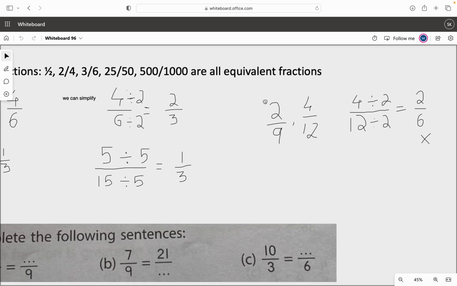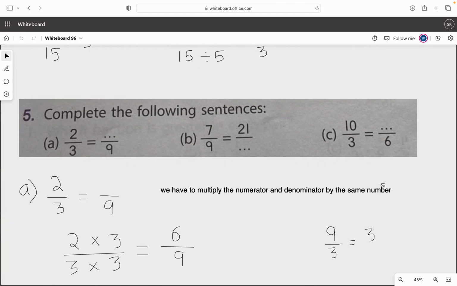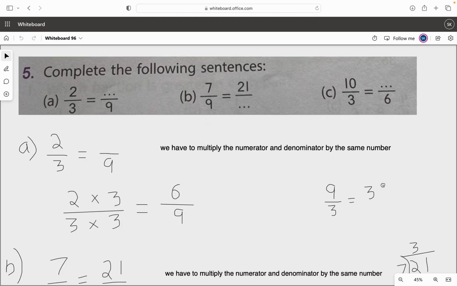Same way, when you look at 2 by 9 and 4 by 12, divide the bigger fraction by 2, so 4 by 12 divided by 2, both numerator and denominator, which gives us 2 by 6, which is not an equivalent fraction because 2 by 9 and 2 by 6 are not equal. Alright. Don't worry, if you have any doubt, we will discuss this during our class.